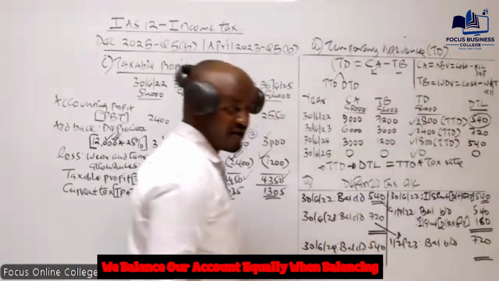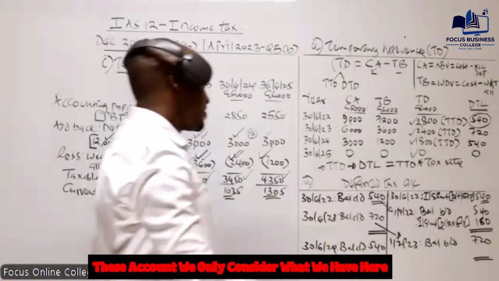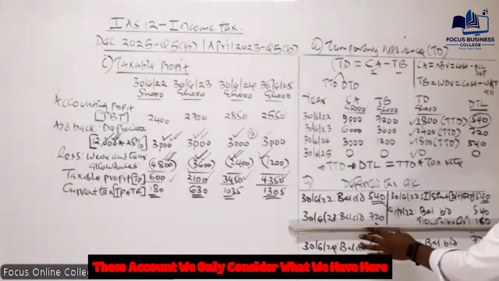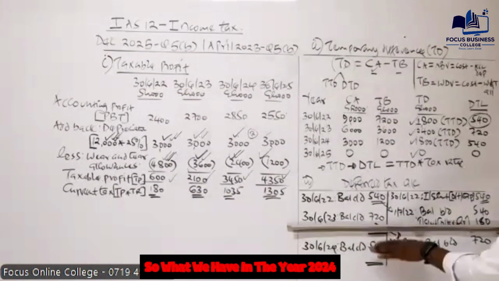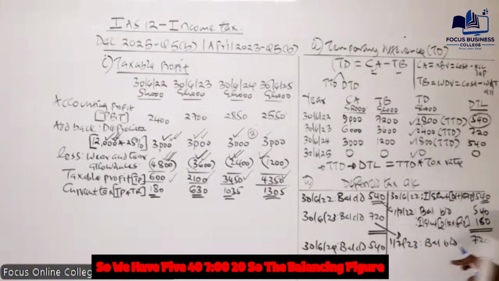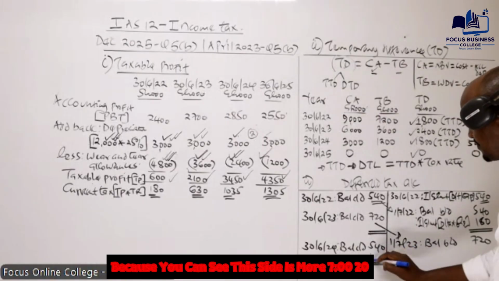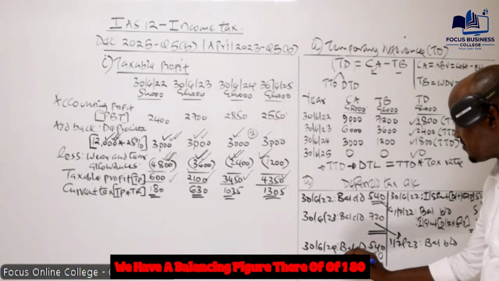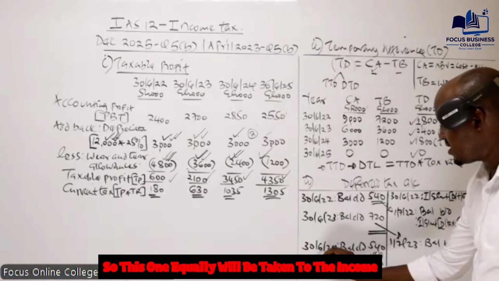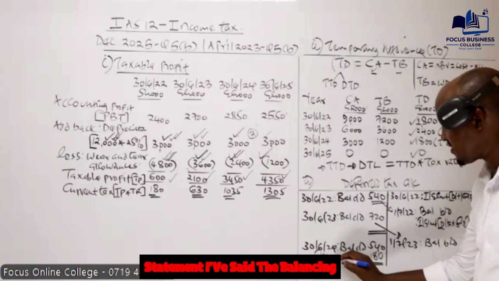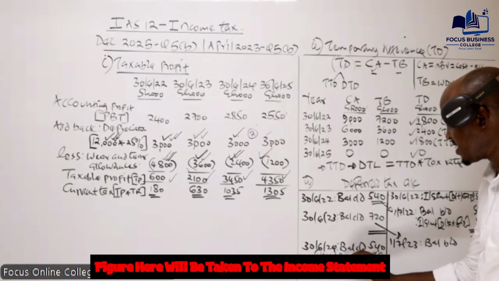And basically we balance our account. When balancing this account, we only consider what we have here, so what we have in the year 2024. So we have 540, 720. The balancing figure will be on this side because you can see this side is more, 720. We have a balancing figure here of 180. This one equally will be taken to the income statement.